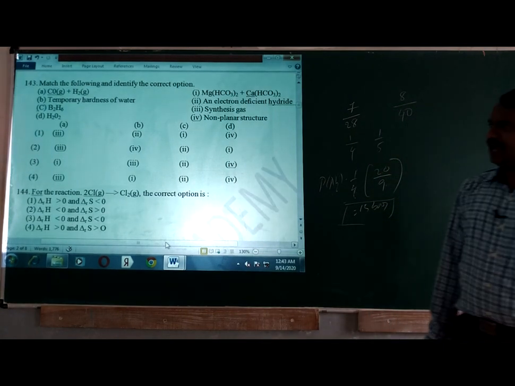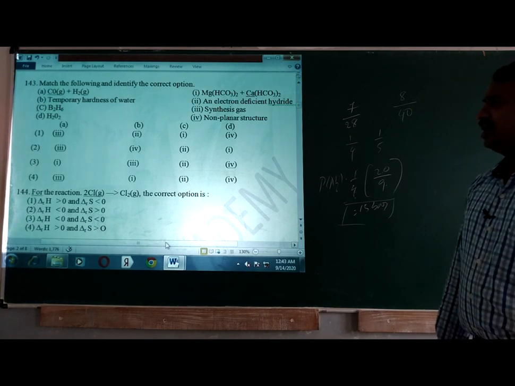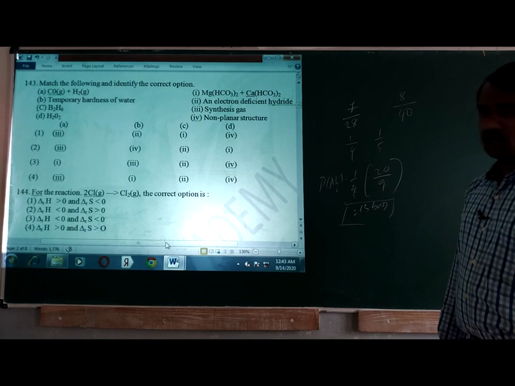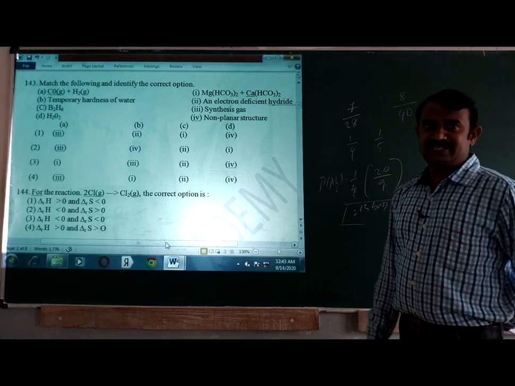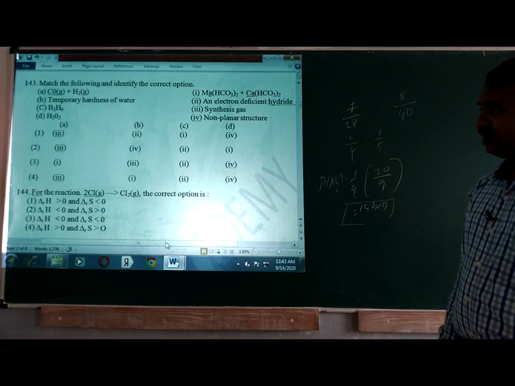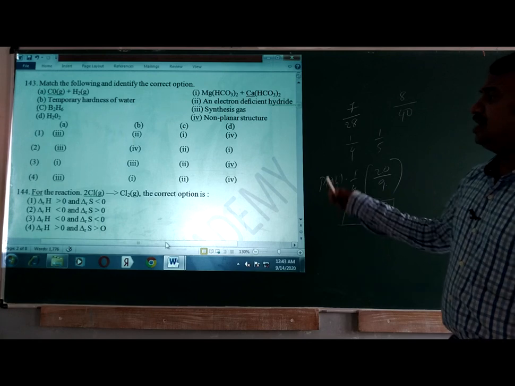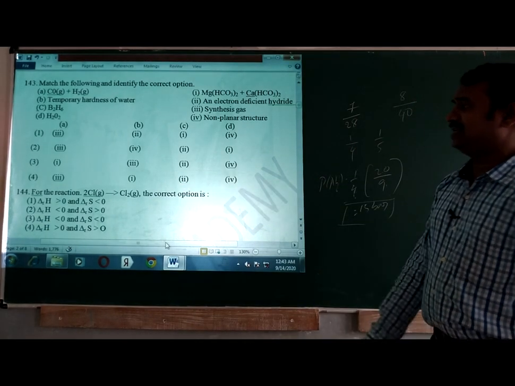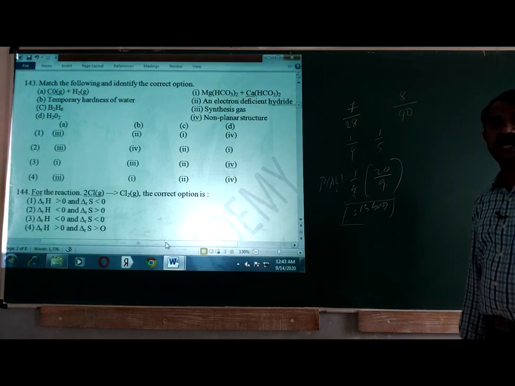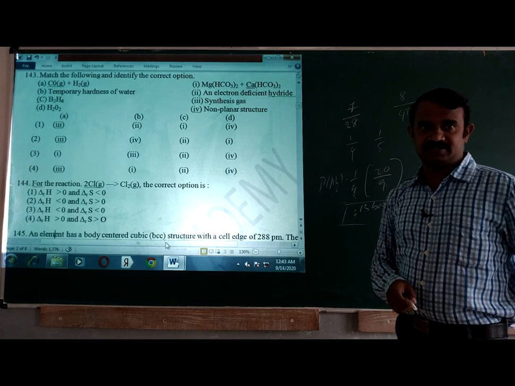Okay. Next one, for the reaction of chloride converted to chlorine, in descending order, it is an endothermic reaction, which is accompanied by an increase in entropy. Here also, for the endothermic condition, option 3 is endothermic and entropy automatically increases. That is, option 3 is the correct answer.